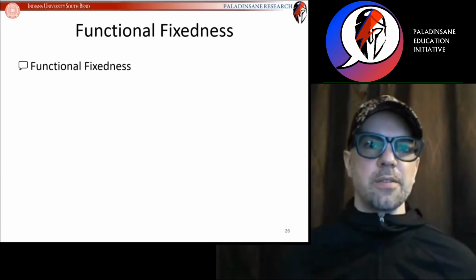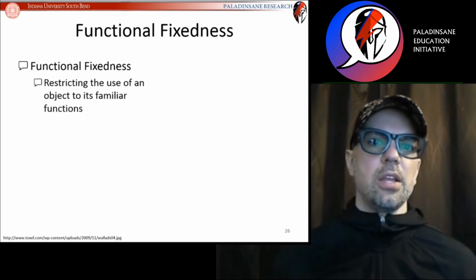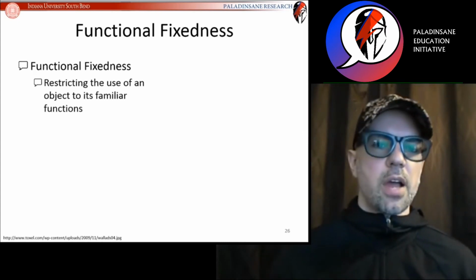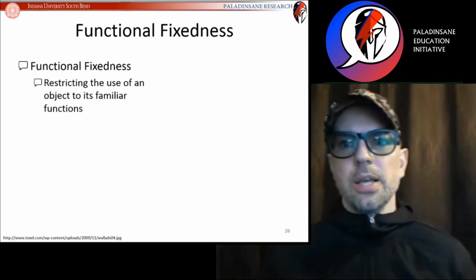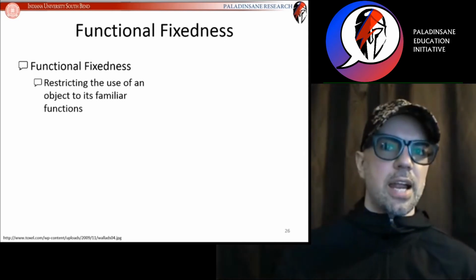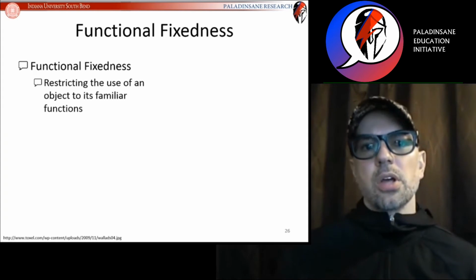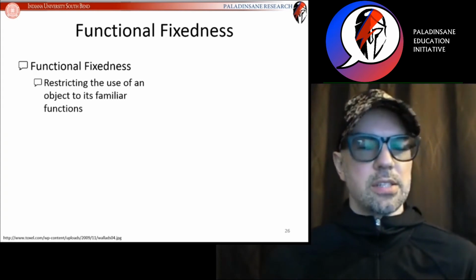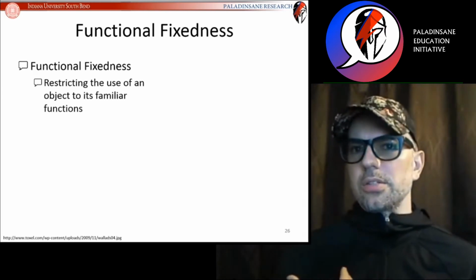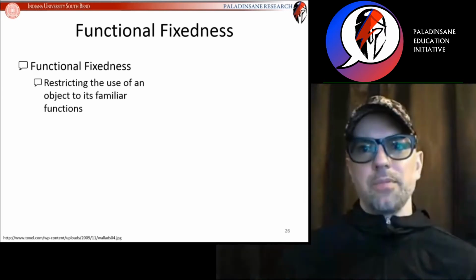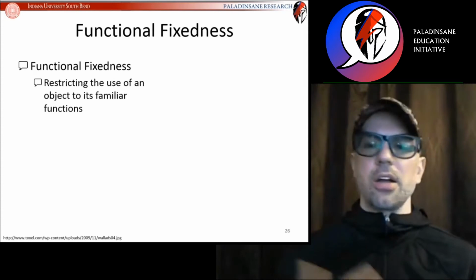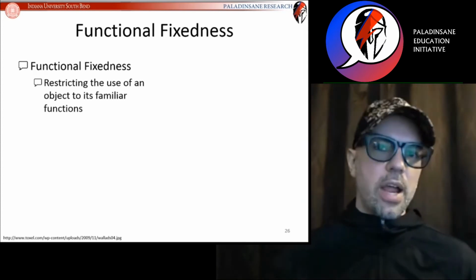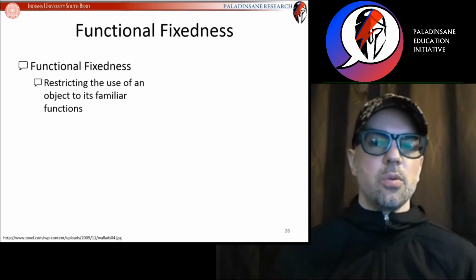And functional fixedness refers to when you restrict the use of objects or the use of concepts to their familiar functions. And that restriction does not allow you to solve a problem. So if you ever want to see people breaking with functional fixedness, all you need to do is look up hacks online. Just go online and look up lifetime hacks, and eventually you're going to come across people breaking functional fixedness with everyday items.